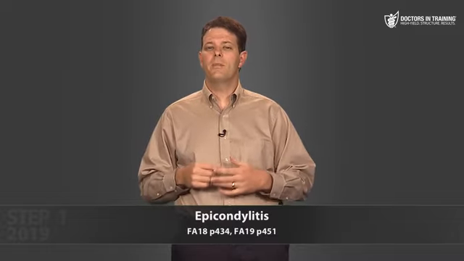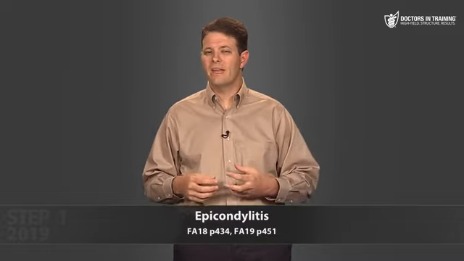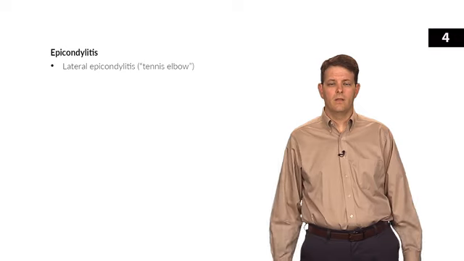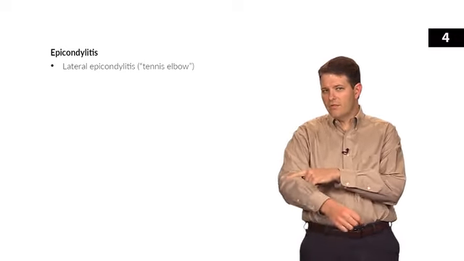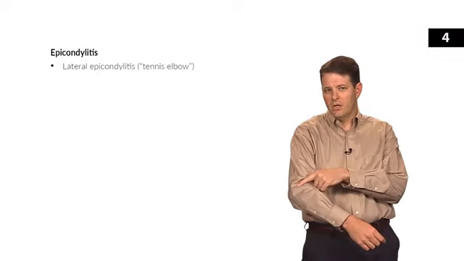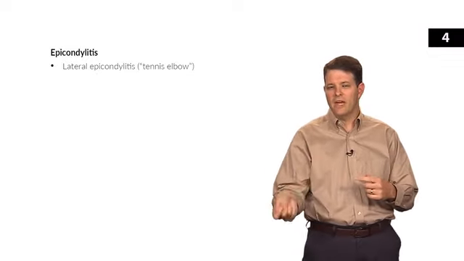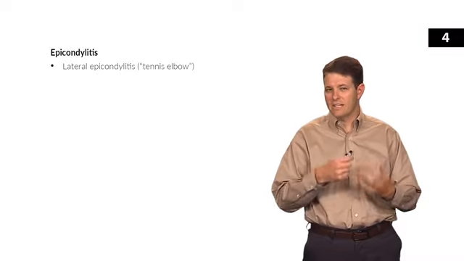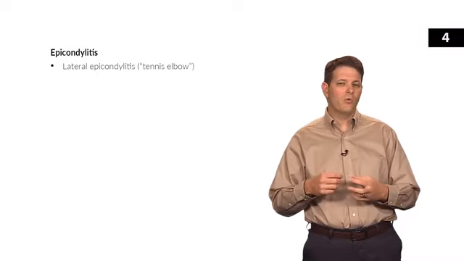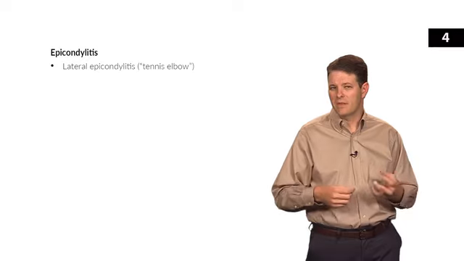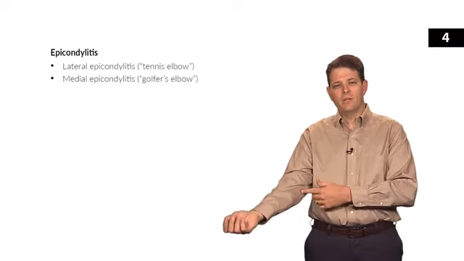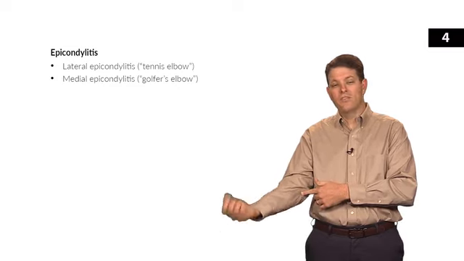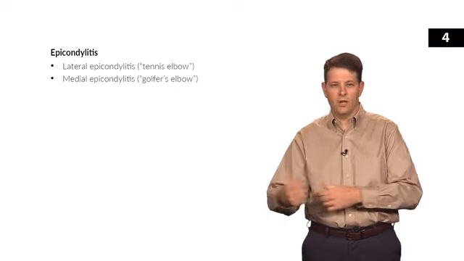I want to briefly discuss epicondylitis, which is inflammation of one of the epicondyles of the elbow. There's lateral epicondylitis, which is called tennis elbow. This is inflammation of the lateral epicondyle due to repetitive use that leads to small tears in the wrist extensor tendons that attach here. So it may be a little more accurate to call this a tendinopathy rather than epicondylitis. And then medial epicondylitis is injury to the medial epicondyle and the wrist flexors, and that's called golfer's elbow.